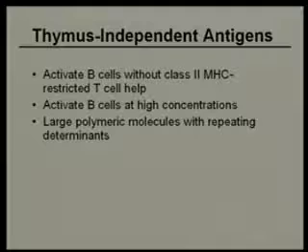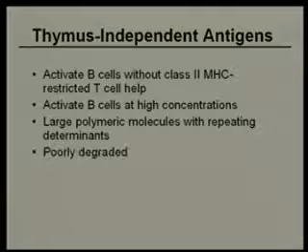So one of the things about the T-dependent antigens was that one of the reasons they couldn't activate the B cells on their own was because they couldn't cross-link the B cell receptor. By having a much larger molecule or antigen with repeating determinants, the chances are that you can actually cross-link the immunoglobulins on the B cell. By cross-linking, you can lead to the stimulation of the B cell. Again, they're poorly degraded. That basically feeds back into this. Not being degraded, they remain large, and they remain capable of cross-linking the B cell receptor.